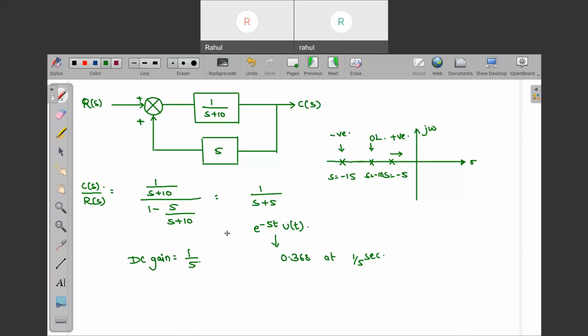As for settling time, I will be telling this in your third chapter: as your settling time decreases, your stability increases. So there is an inverse relationship between settling time and stability.